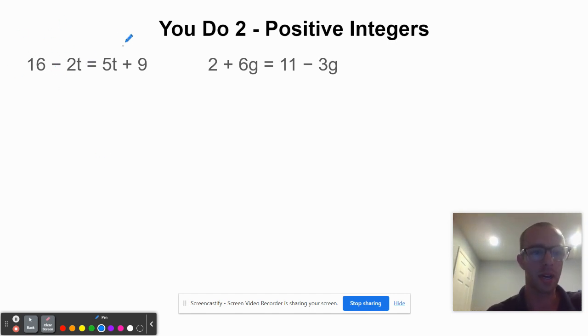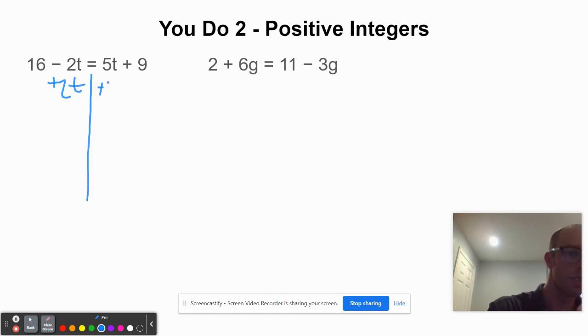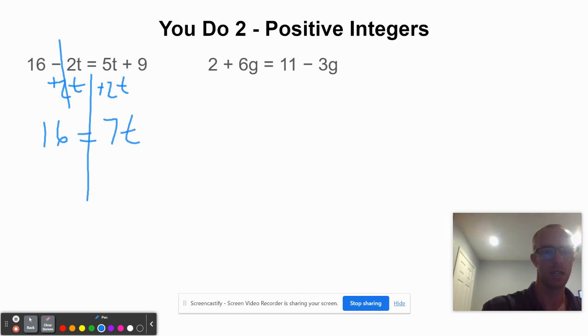I have 16 minus 2t equals 5t plus 9. I need to get rid of either this negative 2t or this 5t. I prefer to get rid of the smaller one. To get rid of a negative 2t, I'm going to do the opposite, which is a positive 2t. Add 2t to both sides. Notice again, I line up the variables. 16 equals 5t plus 2t, which is 7t. And then I didn't use the plus 9, so it comes straight down.